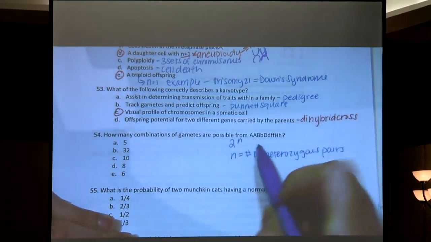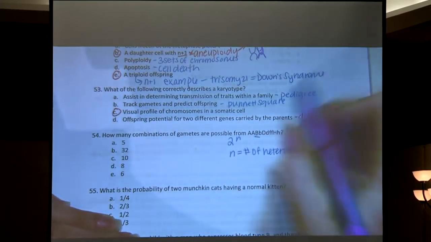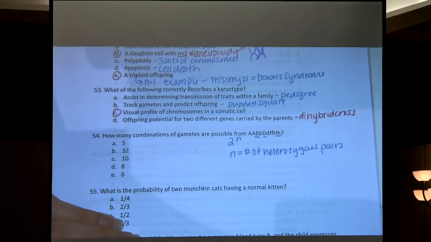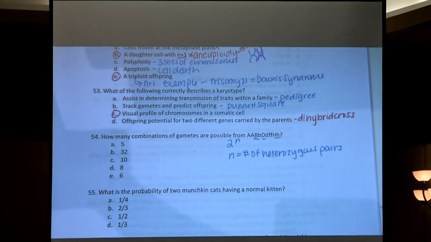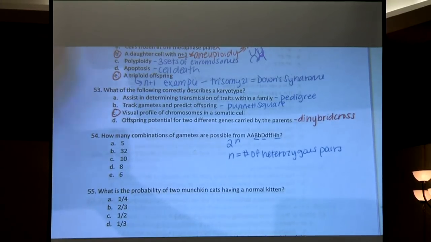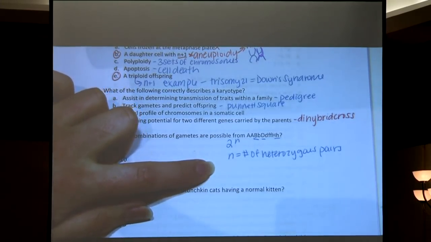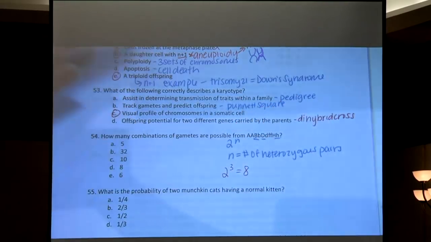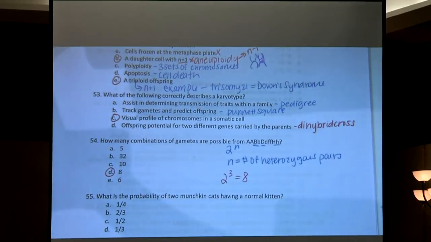So if we go back through, our B, our D, and our H would all give us heterozygous pairs. A would give us a homozygous dominant. F would give us a homozygous recessive person. And so in this case, we have 3. So 2 to the 3rd should give us 8. So the answer would be D.